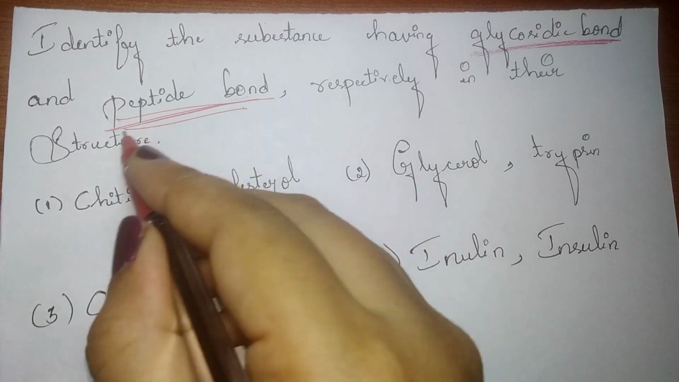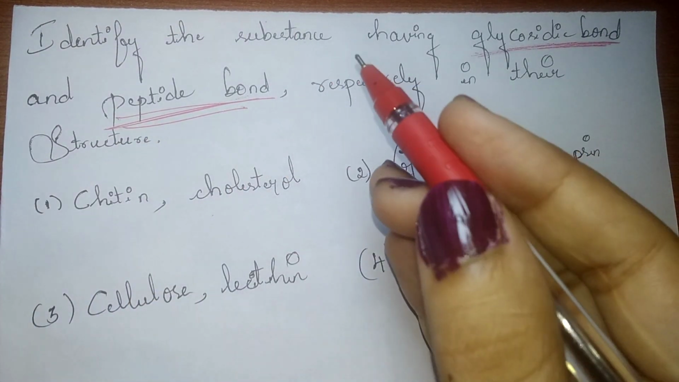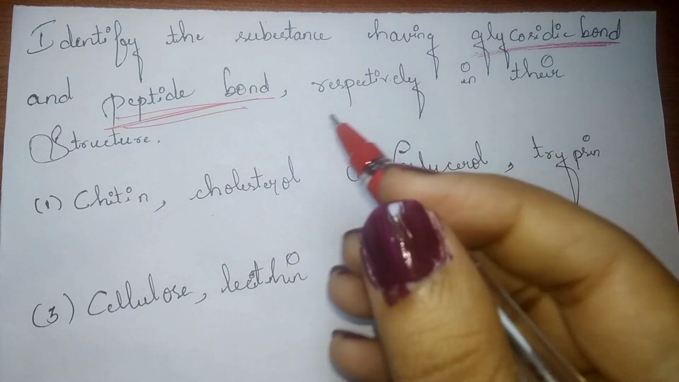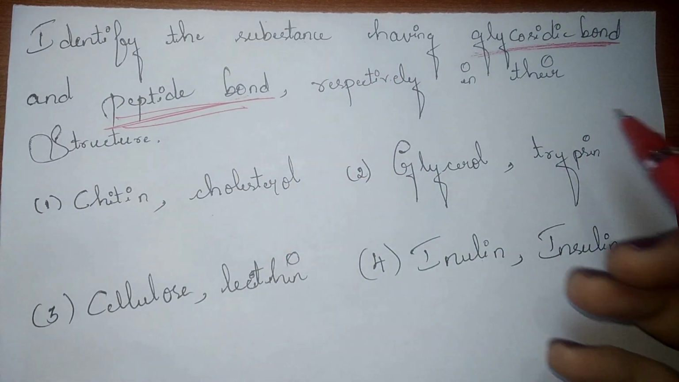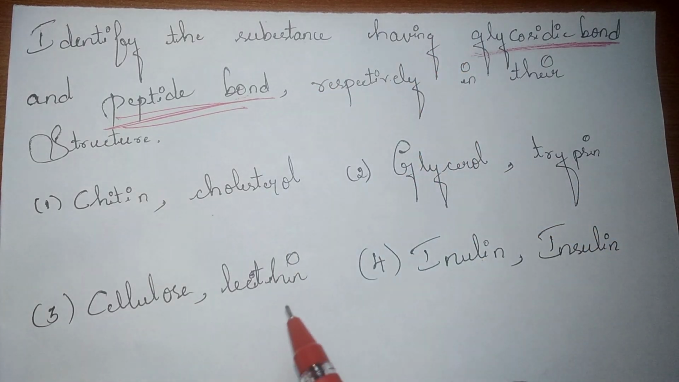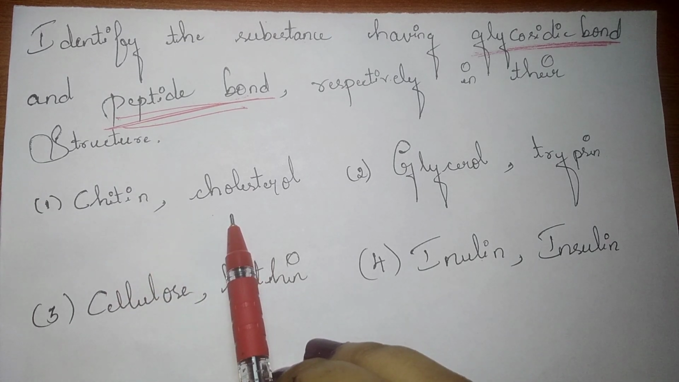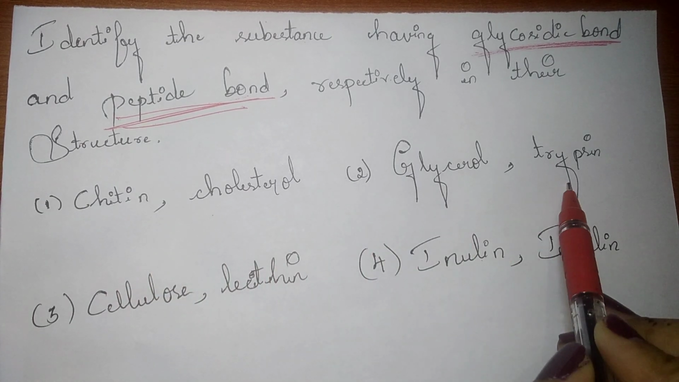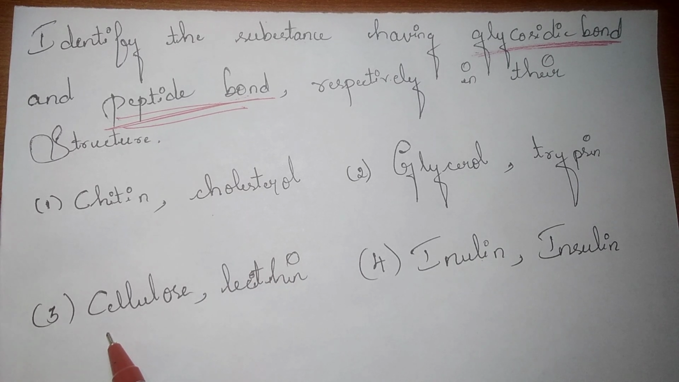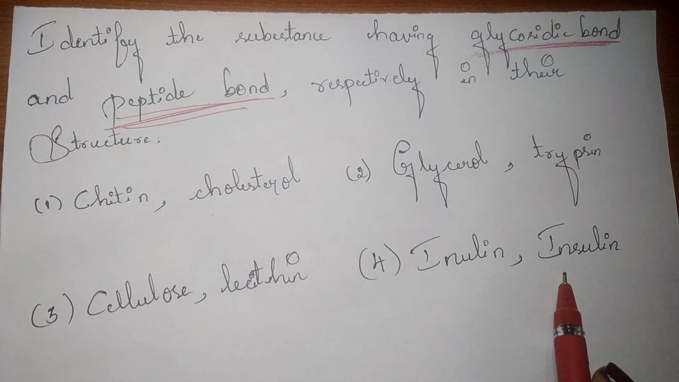And usually this peptide bond is formed between the amino acids, linking them to form a long chain. Usually these two bonds are found in the carbohydrates and proteins. They are given the four options. Option 1 chitin, cholesterol. Option 2 glycol, trypsin. Option C cellulose and lithium. Option 4 inulin or insulin.